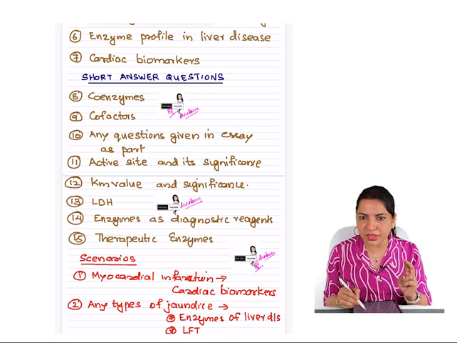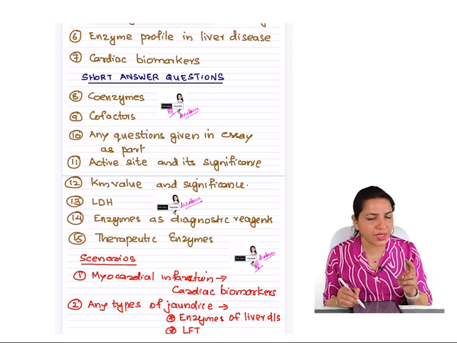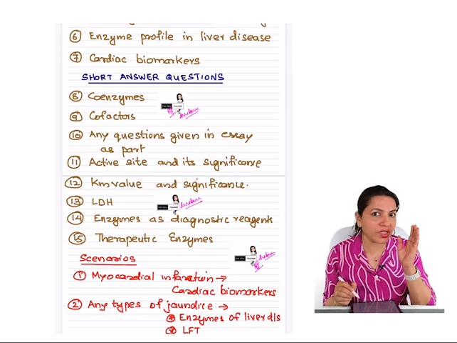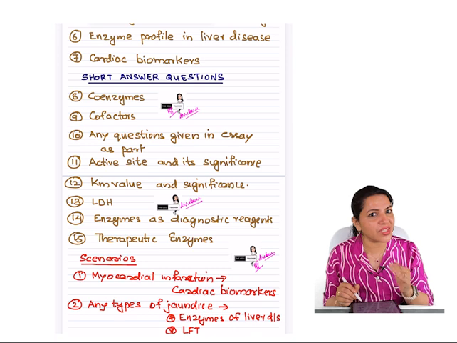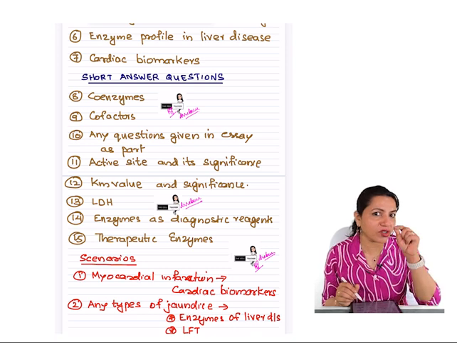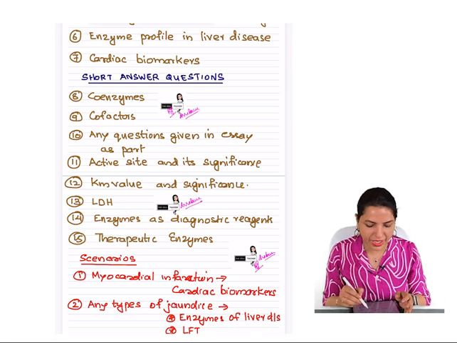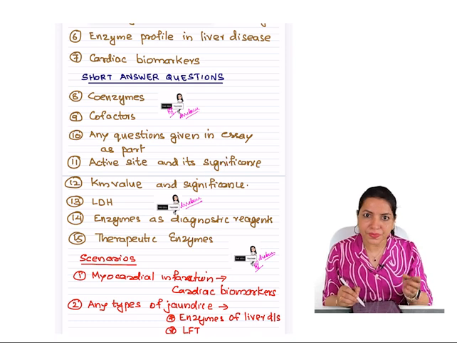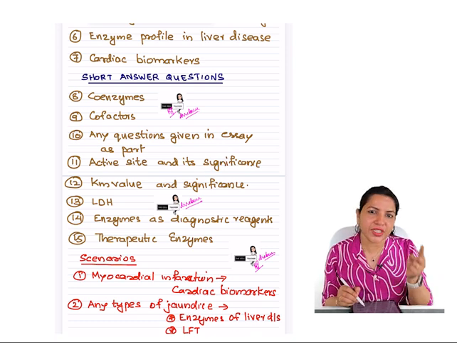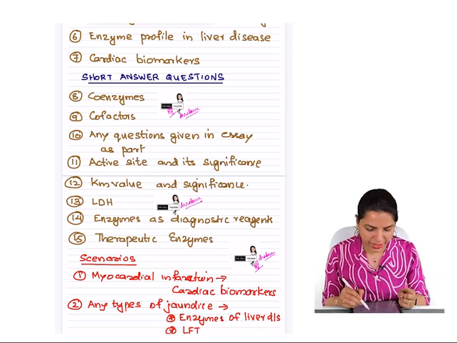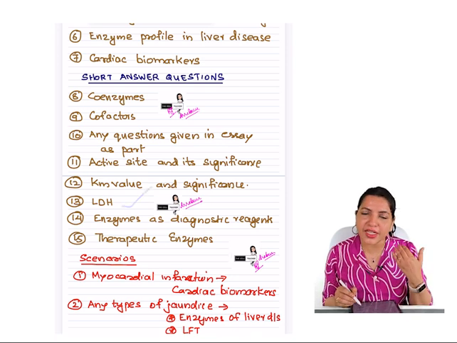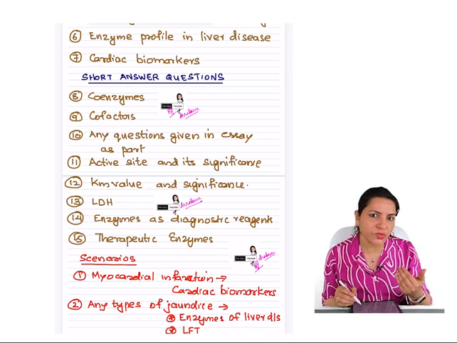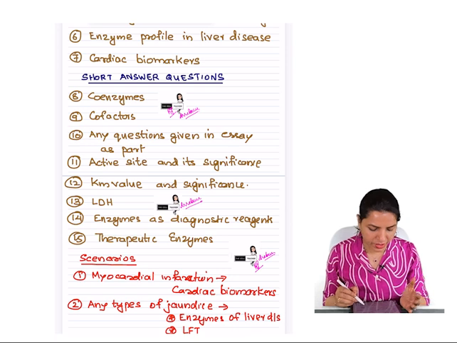Km value and its significance. Whenever you are writing the Km value, please draw the diagram of the velocity of the enzyme activity against the substrate concentration, and in that diagram show how to find the Km value. Please draw that diagram, then mark that Km value and then write the significance of the Km value. Then LDH, it's again an isoenzyme topic where you have to write about LDH. It can be a short answer question to you.